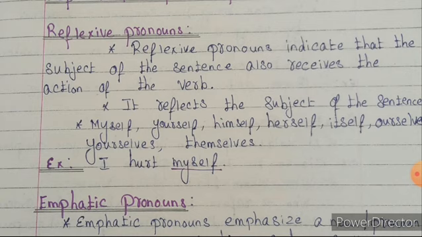Here I is the subject, and myself is the reflexive pronoun. What is the action here? Verb, that is, hurt is the verb here. It also receives the action of the verb. I hurt myself. So reflexive pronouns mean the subject of the sentence also receives the action of the verb. I hurt myself.